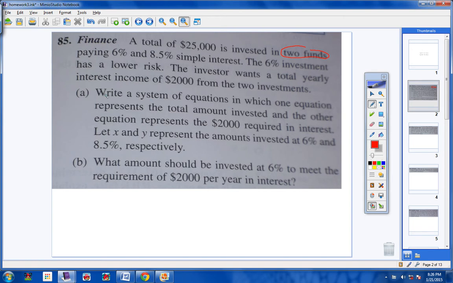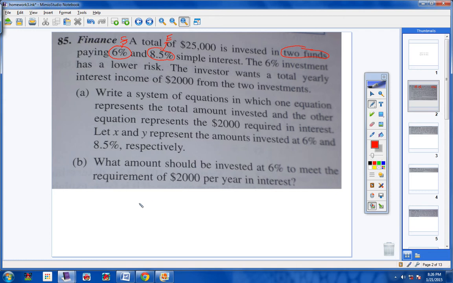Now, I'm not going to read the rest of this. We obviously are going to solve for how much money is going into both funds, okay? Now, we have two unknowns. We have the 6% interest fund, and we have the 8.5% interest fund. Now, I'm going to use these unknowns. I'm going to use S for 6. I'm going to use E for 8.5. So there's my two unknowns, S and E.